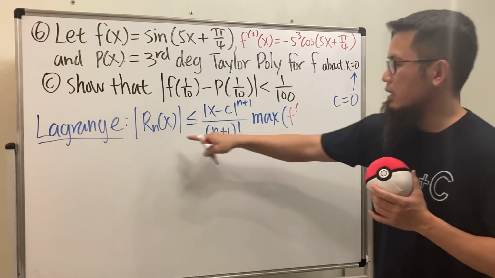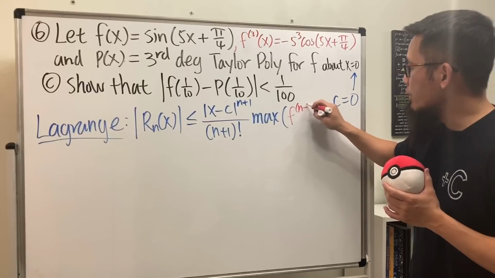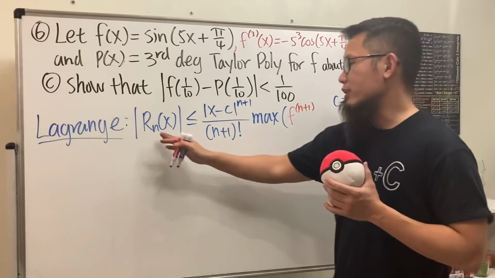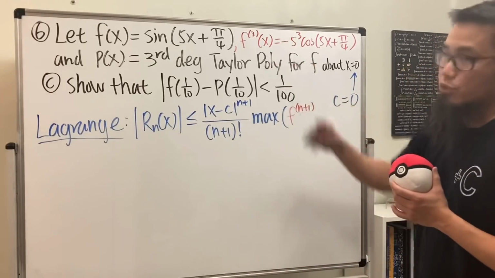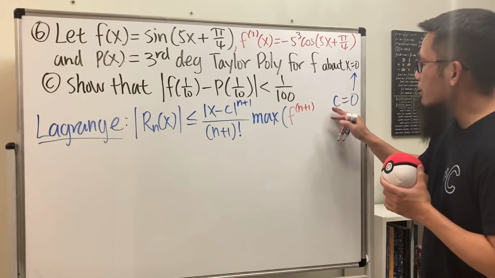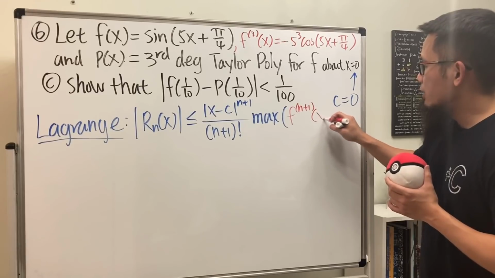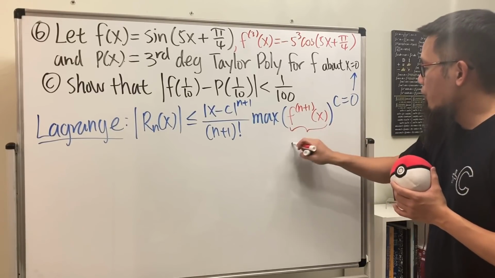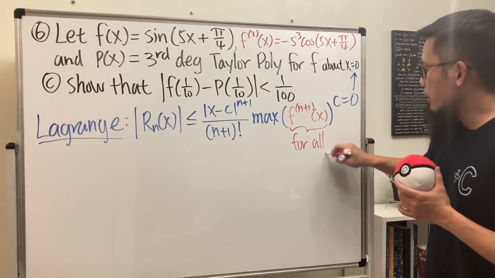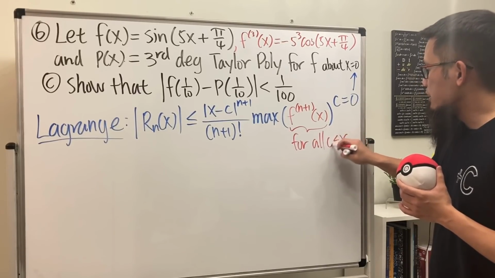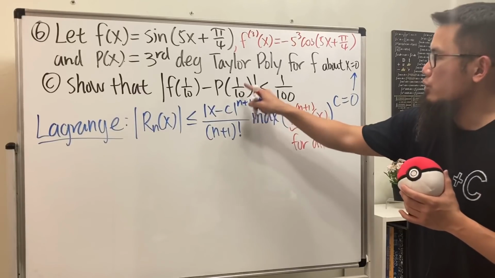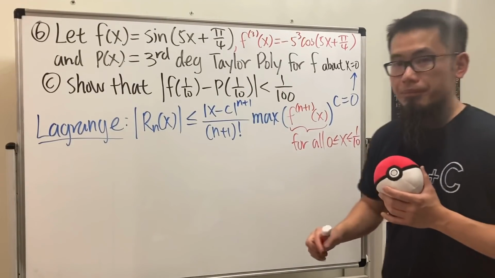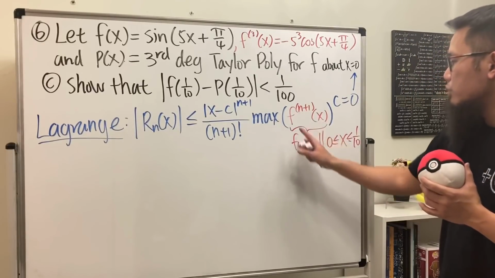Well, actually, let me write down the formula. It will be 1 more than the n. So f, and you just have to differentiate it 1 more time than whatever this n is, but in our case, it will be the fourth derivative. And you just do this right here. And you have to make sure that for all x in between 0 and the x value that we care about, which is 1 over 10. So that's what we have, okay? So you have to make sure that this ranges.